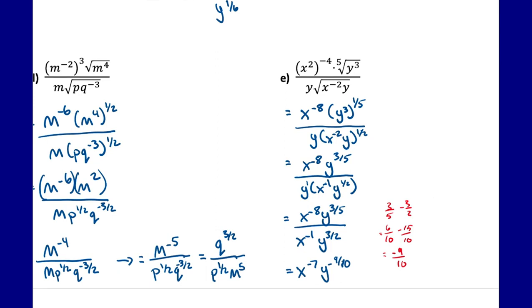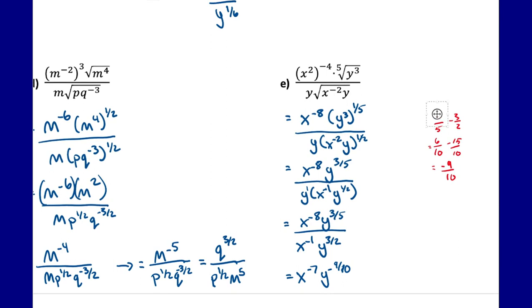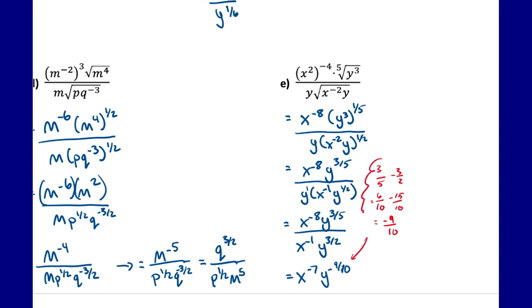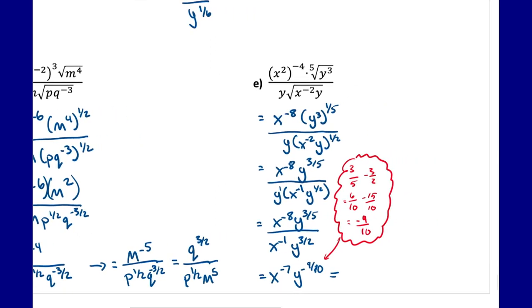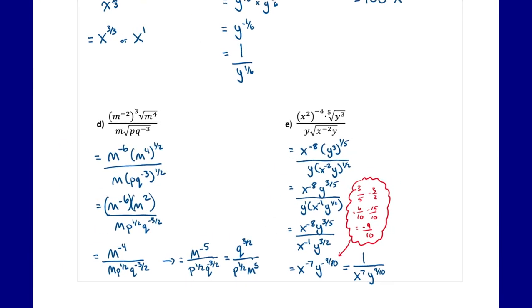Because I want positive exponents, I would have to flip everything, or everything would go underneath. So 1 over x to the power of 7, y to the power of 9/10. So that is my simplified expression.